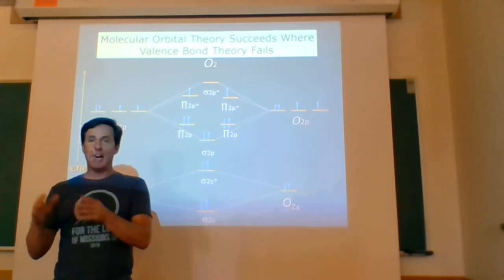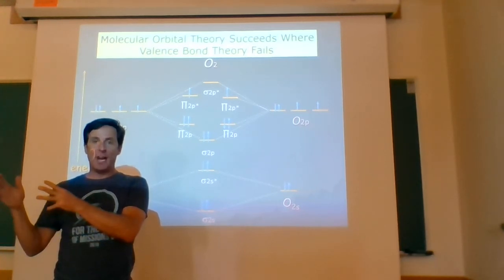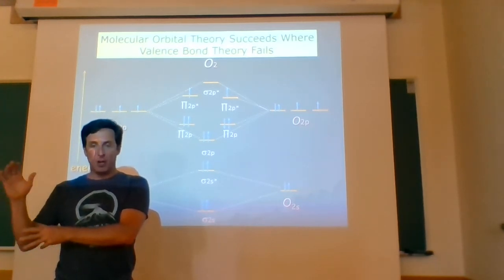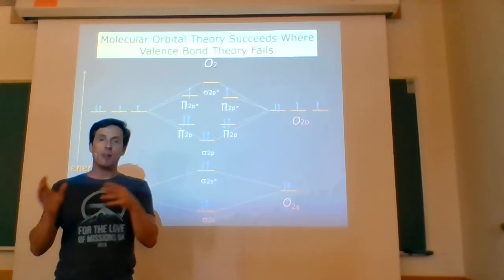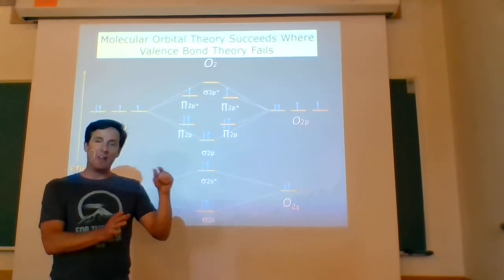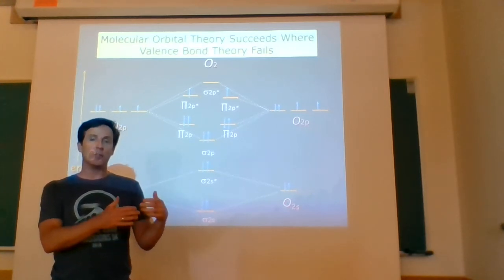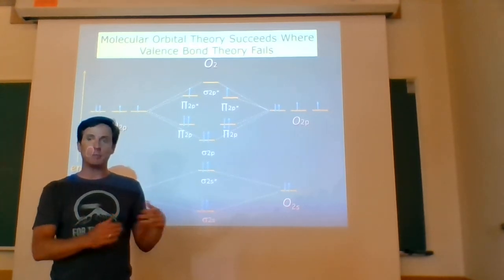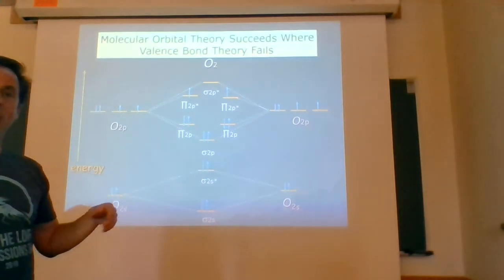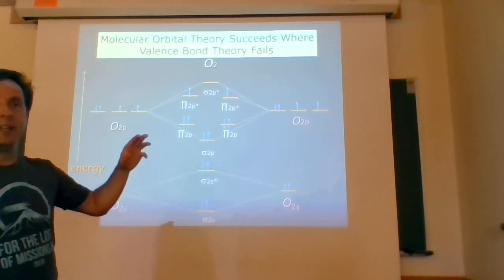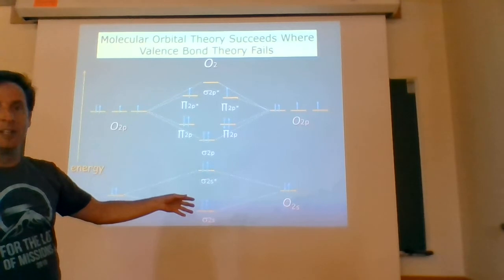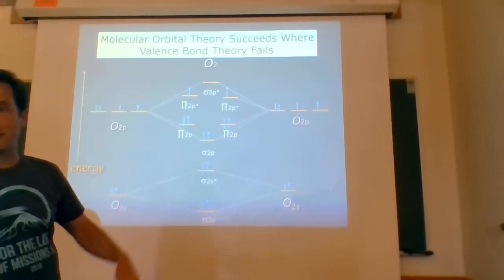Okay, so we have diamagnetic molecules that have all the electrons paired up. They're unaffected by a magnet. We have paramagnetic molecules that have unpaired electrons, and if you bring a magnet up to them, they will be either attracted or repelled by the magnet. So this is one of the important things that MO theory offers us that valence bond theory doesn't.